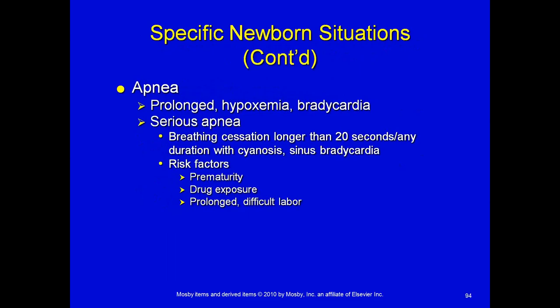Apnea is certainly a newborn situation that you may deal with. If it's prolonged, hypoxemia, a little different than hypoxia. Hypoxia is lack of oxygen. Hypoxemia is lack of oxygen in the blood, as evident by a low pulse oximetry reading. Hypoxemia is going to lead to bradycardia. So when you see bradycardia in any child, I want you to think hypoxia. Fix the hypoxia and the bradycardia goes away.